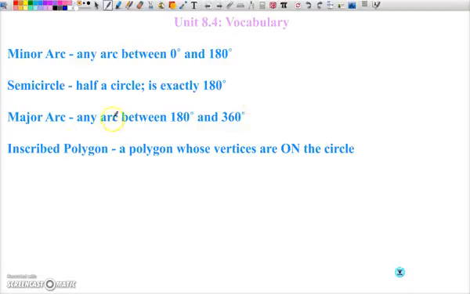Then we have major arc, and a major arc would be any arc between 180 and 360. So it can't be 180 because then that would be a semicircle, and it can't be 360 because then it would be a circle, so it's in between the two. Then we have inscribed polygon, and an inscribed polygon is any polygon whose vertices are on the circle. So when you have a circle, each vertex needs to be on it, which we're going to see here in a little bit.